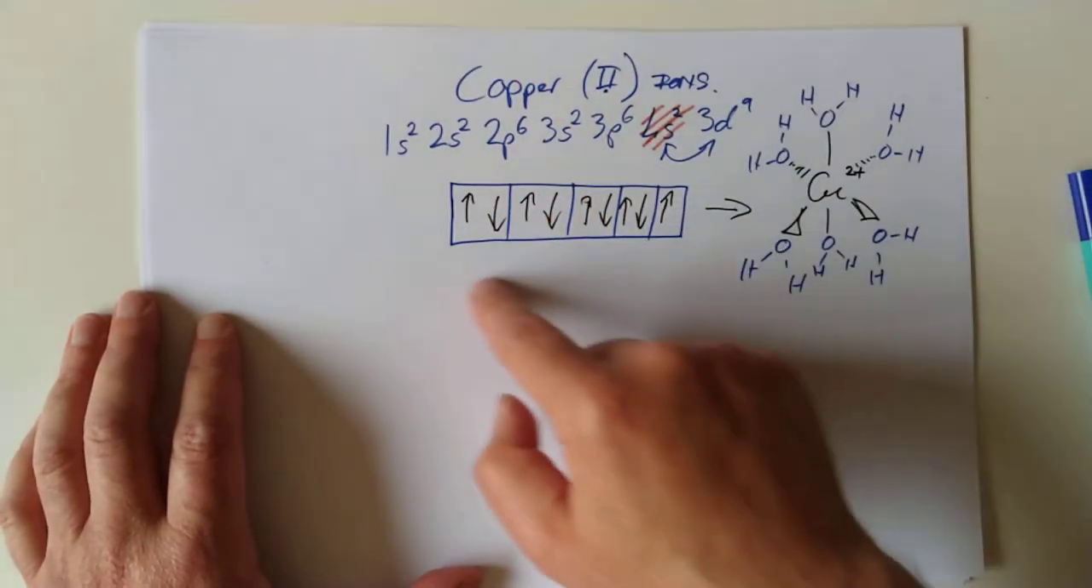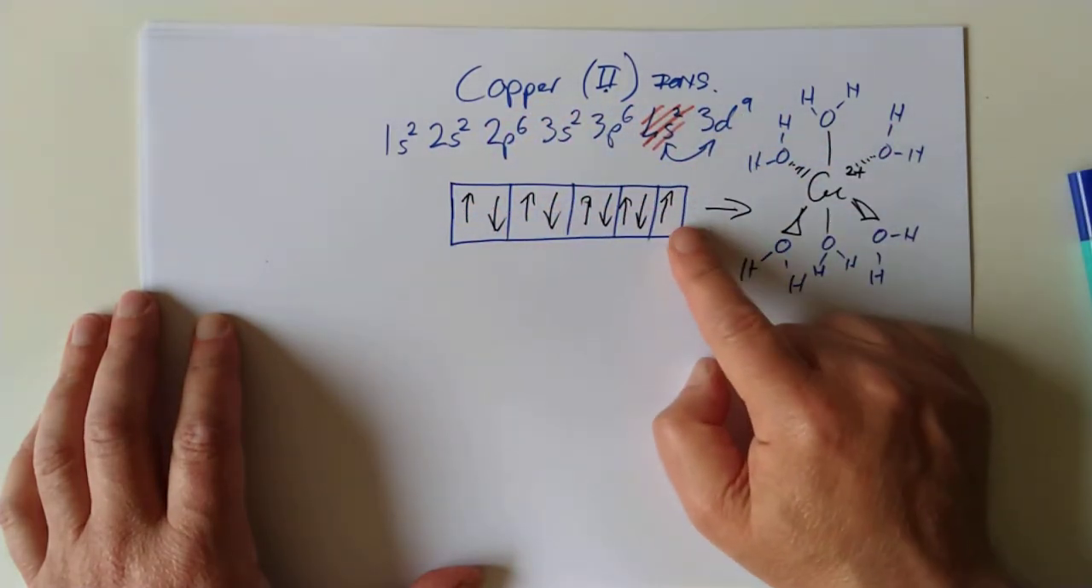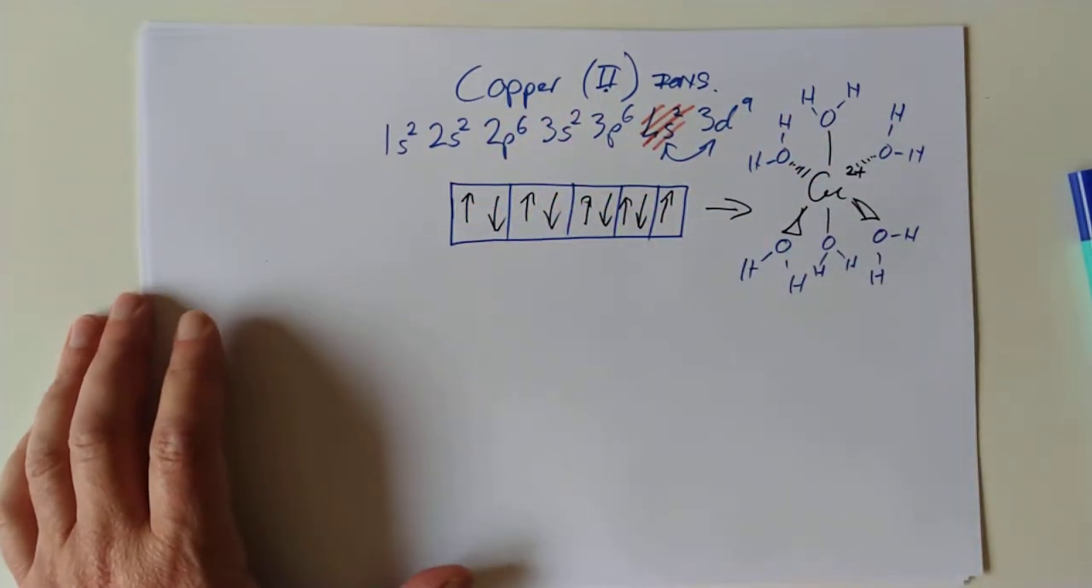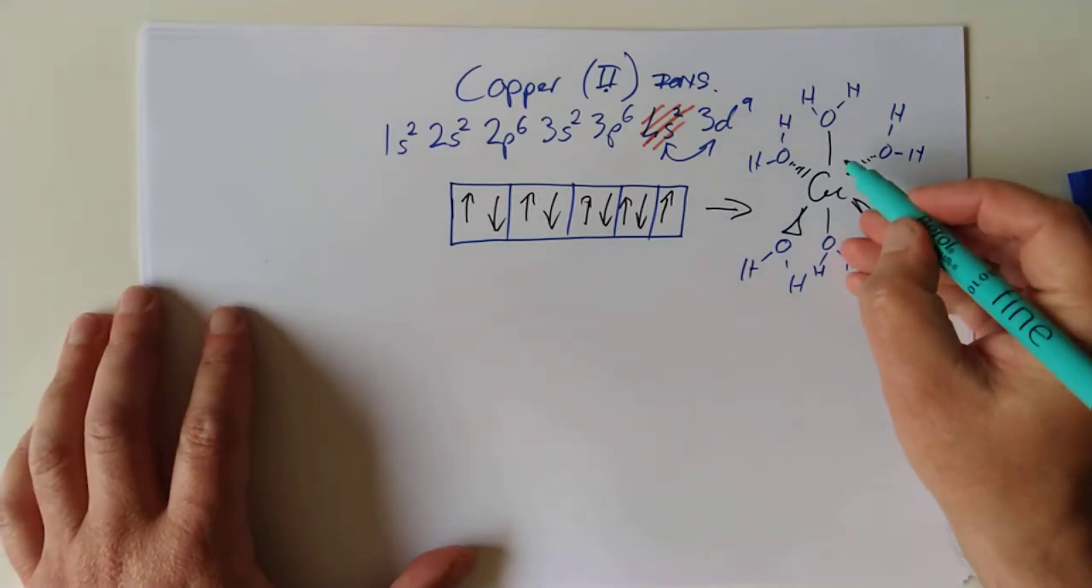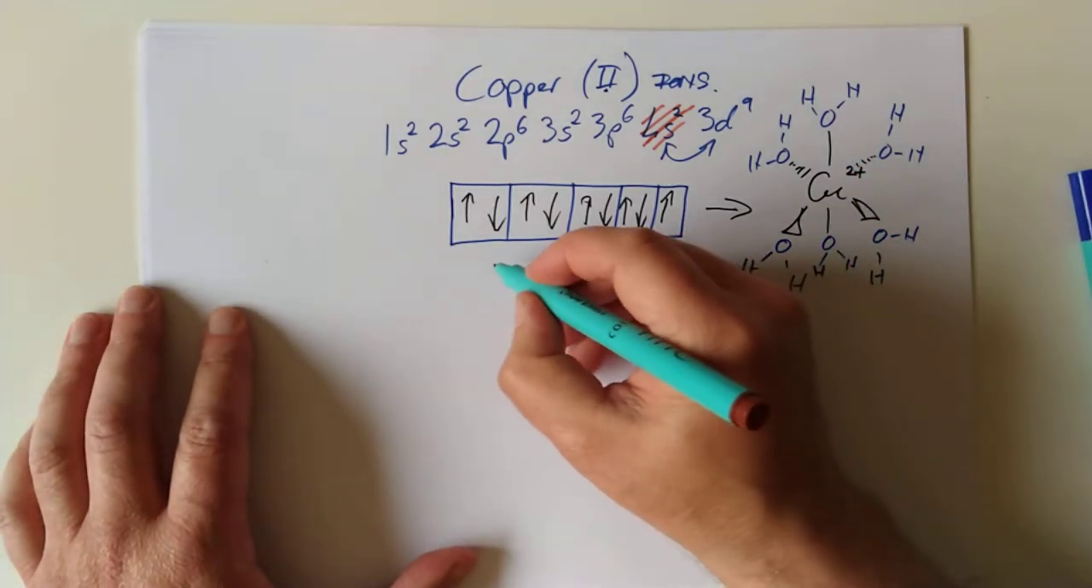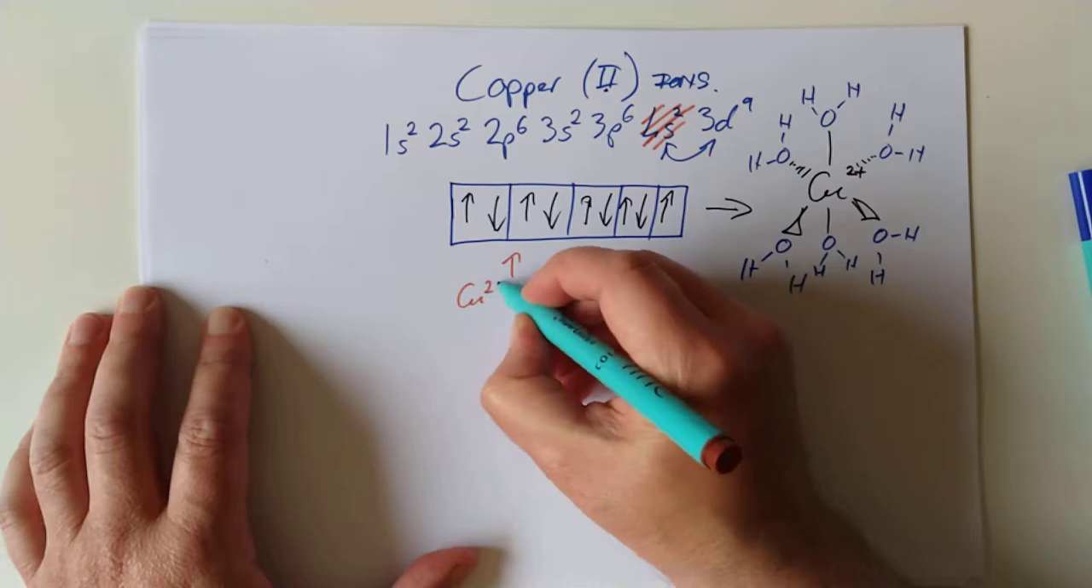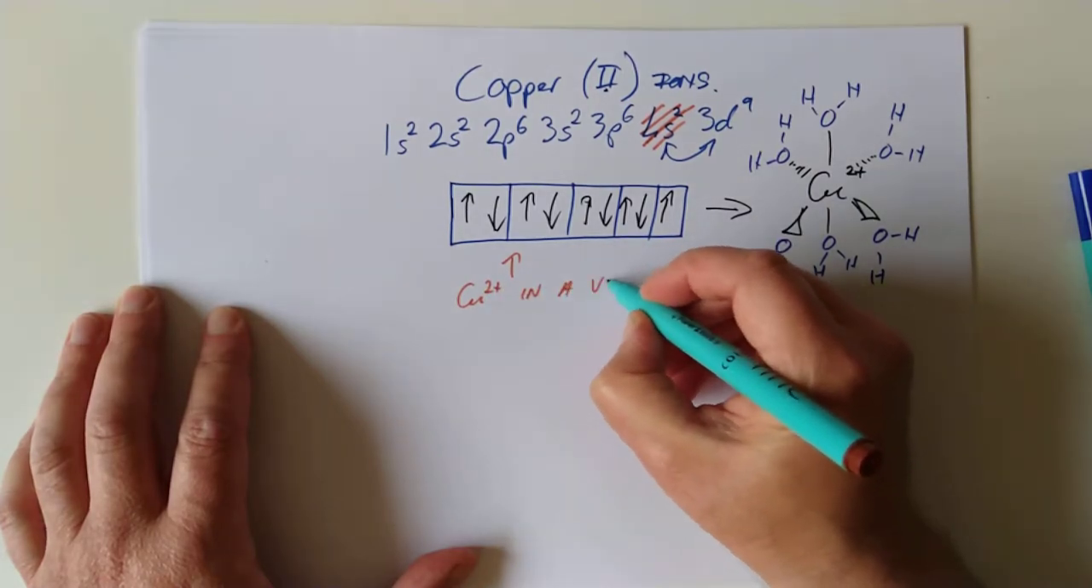and there is nothing, surely, these are all degenerate, aren't they? They are only degenerate for isolated ions. So this is true for copper 2+ in a vacuum.